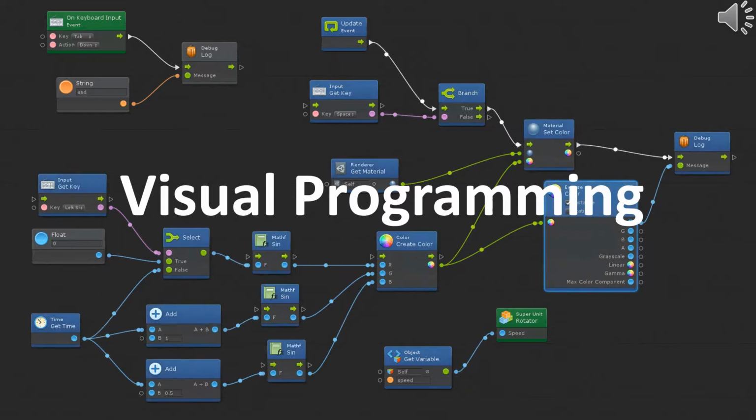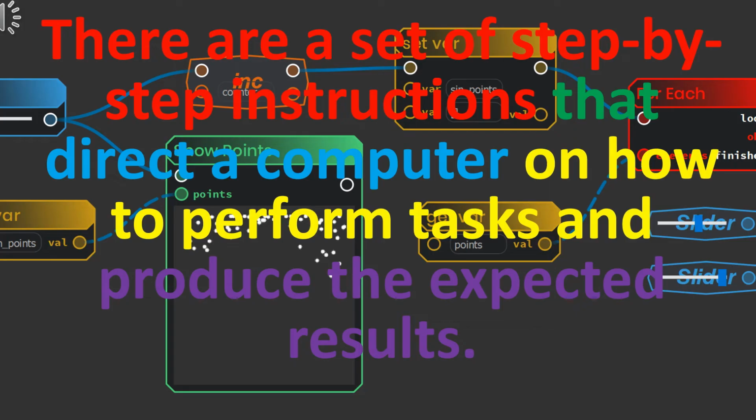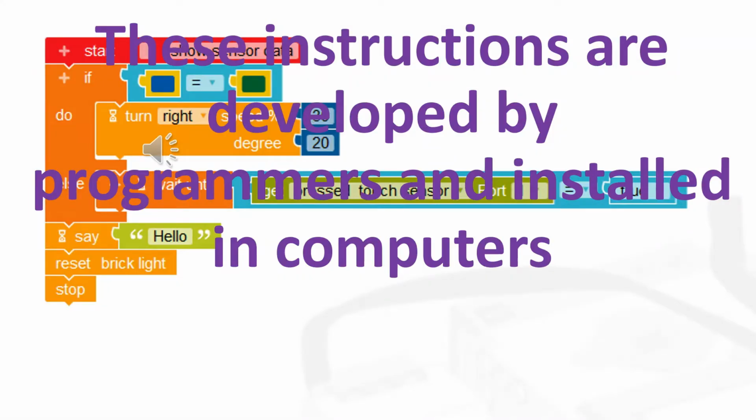Visual Programming. There are a set of step-by-step instructions that direct a computer on how to perform tasks and produce the expected results. These instructions are developed by programmers and installed in computers.